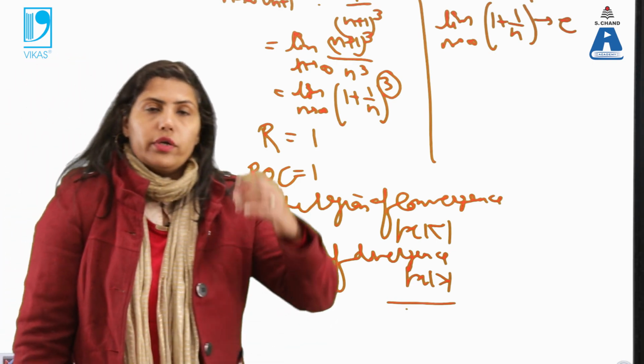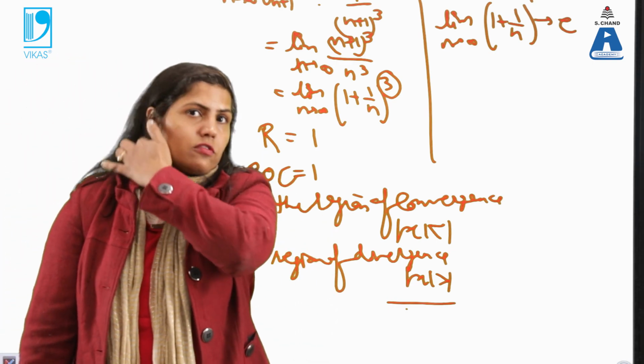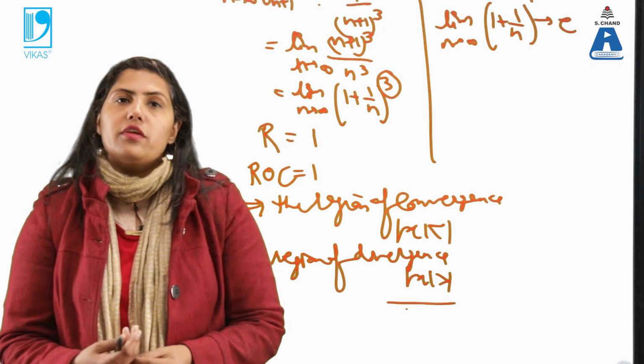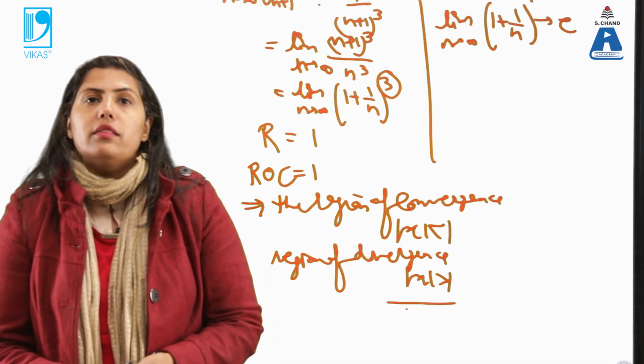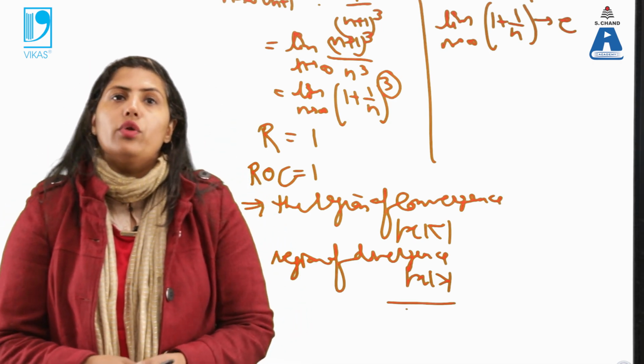So we did 4 to 5 examples for checking the power series convergence and divergence in this part 2. This is the end of part 2 now.